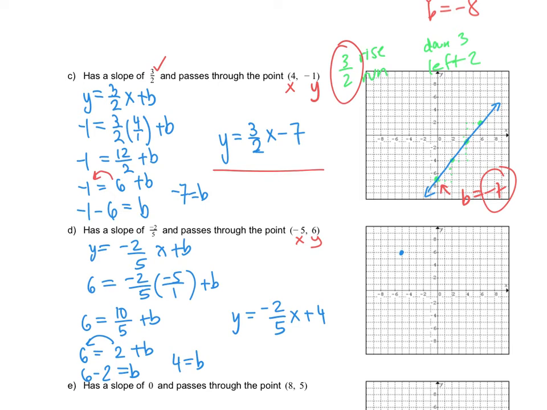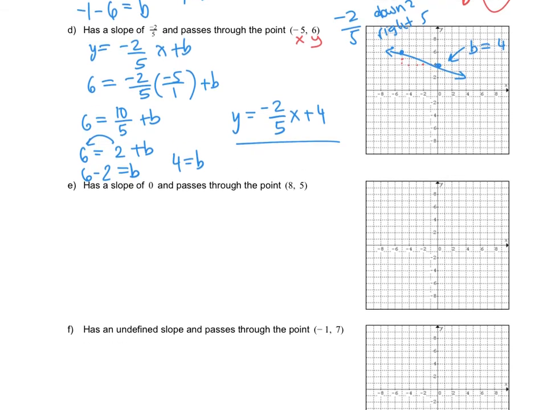So from my coordinate, I'm going to apply my slope of -2/5, which means down 2 and then to the right 5, because the run is positive. So I'm going to go 1, 2 down, 1, 2, 3, 4, 5. And I actually hit the y-axis right away. So there's my y-intercept of 4, which is exactly what we got algebraically as well.